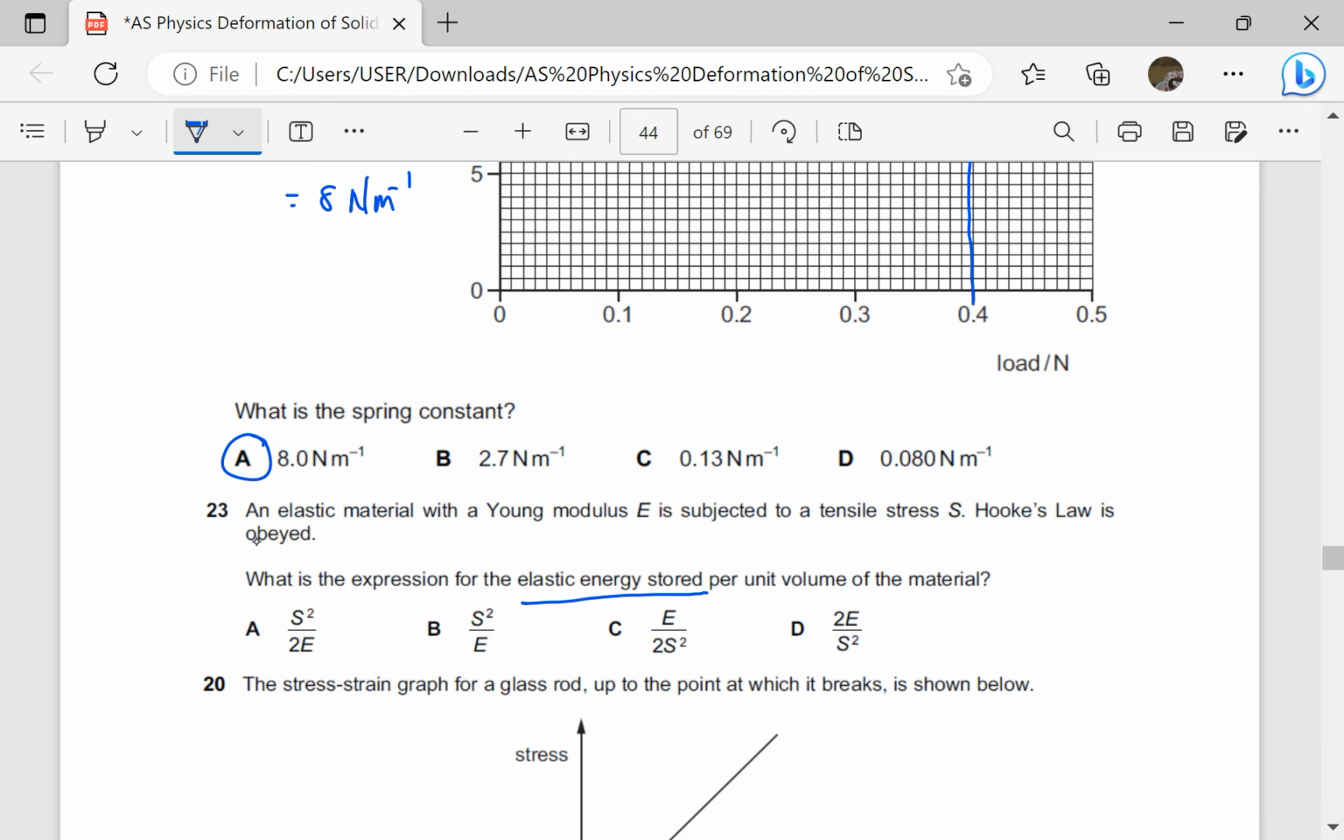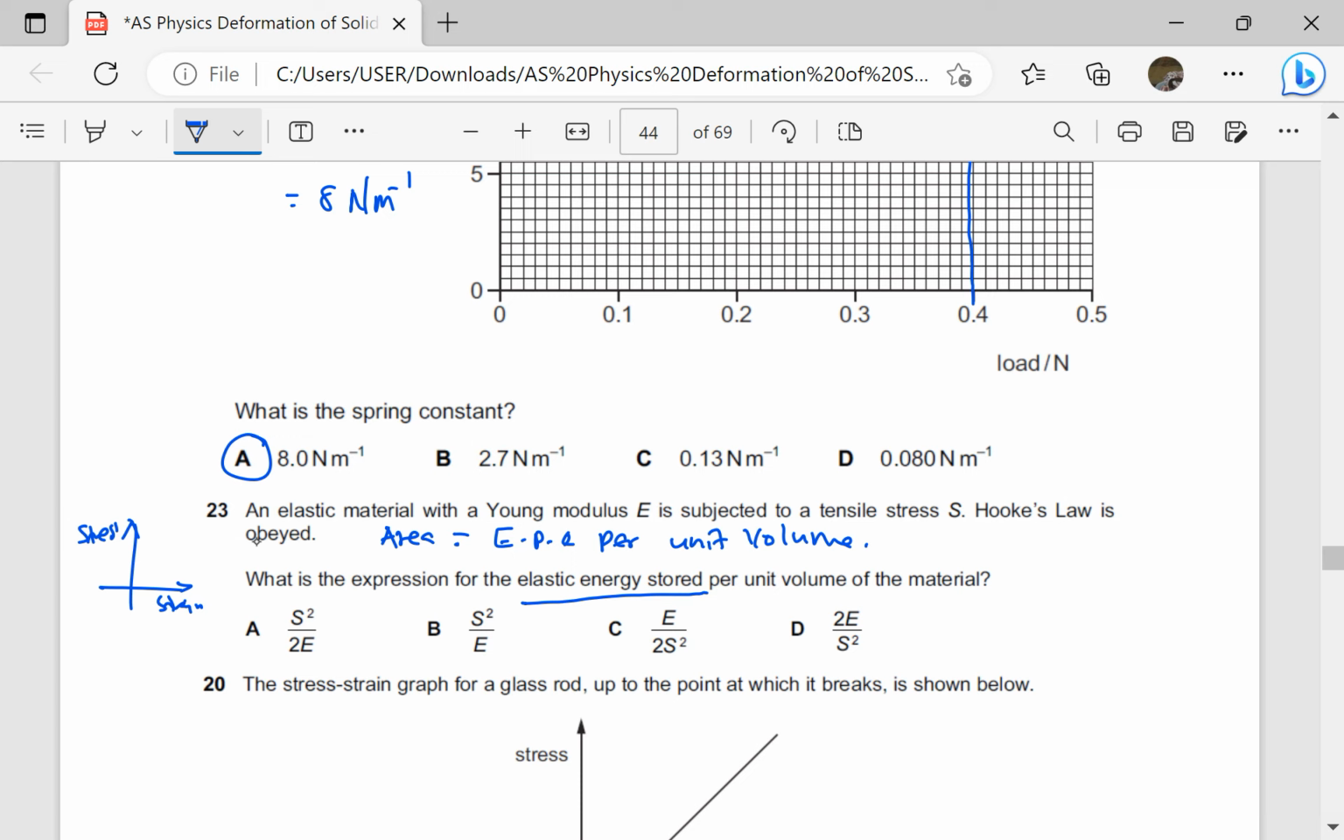Okay, so we have earlier on seen that if I have a graph of stress against strain, the area under the graph is going to be called the elastic potential energy per unit volume. So for a graph of stress against strain, we have seen that the area is equal to the elastic potential energy per unit volume.